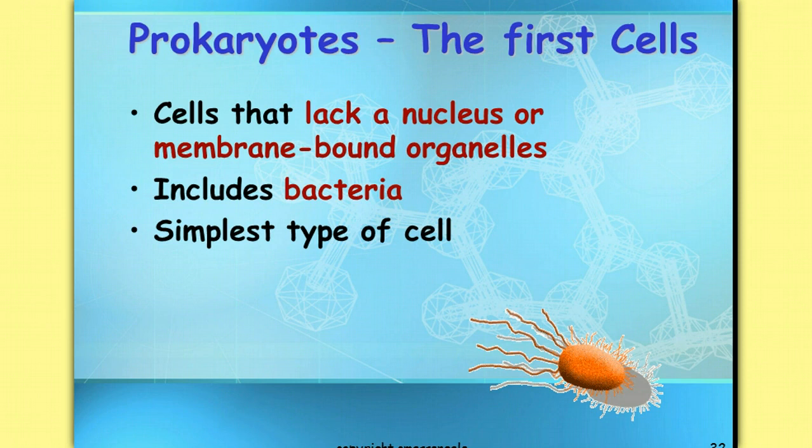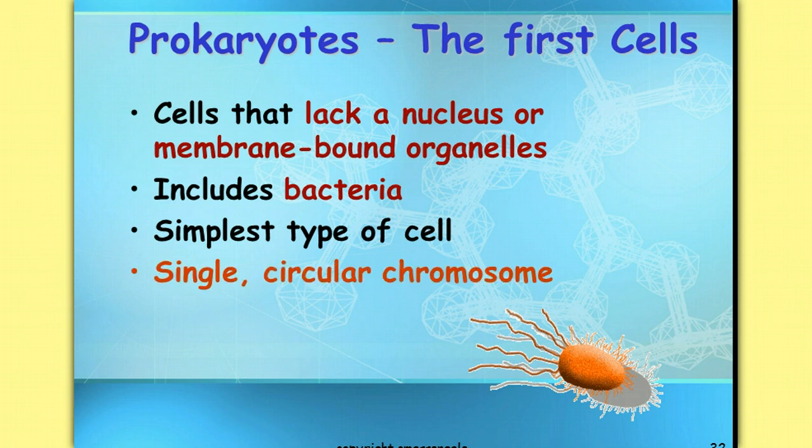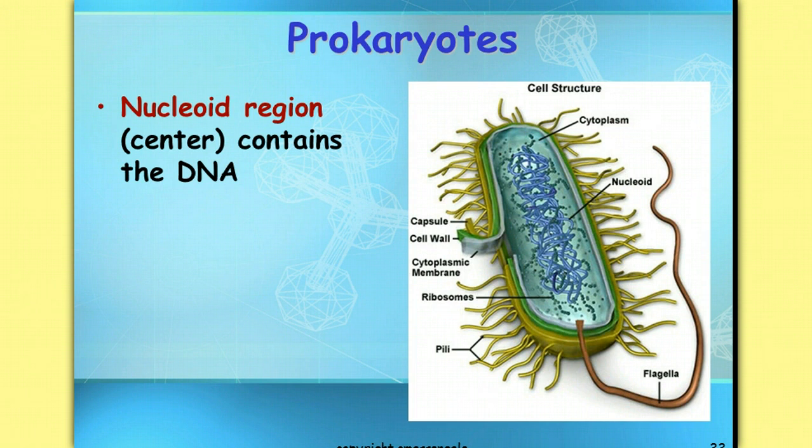Now remember, from that scale, we learned that bacteria were actually smaller than plant and animal cells. Now they're small, but they also have some other differences on the inside. They have what's called a single circular chromosome. It's not like our chromosomes that we have. And the reason they have a single circular chromosome is because they actually lack a nucleus.